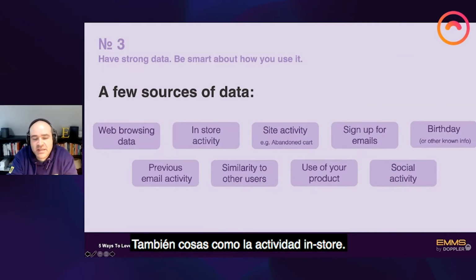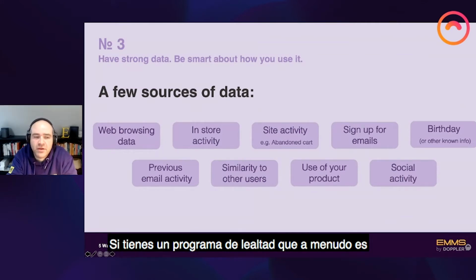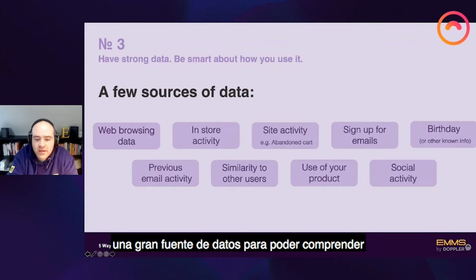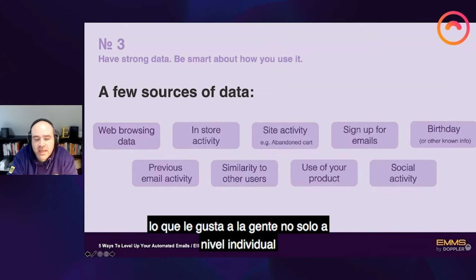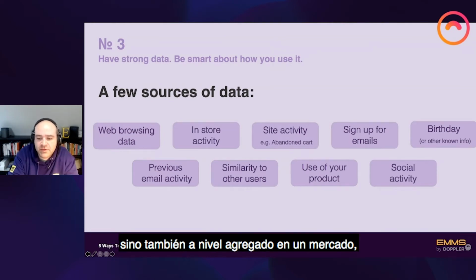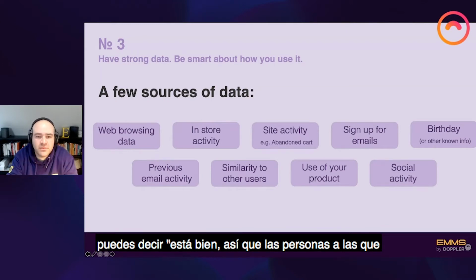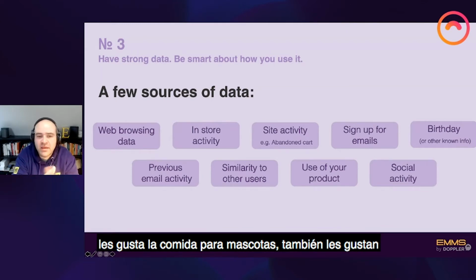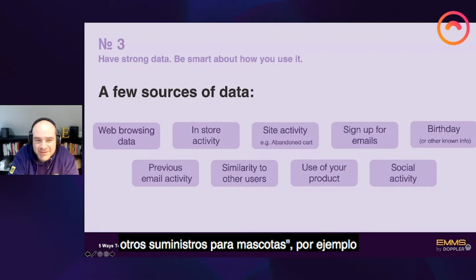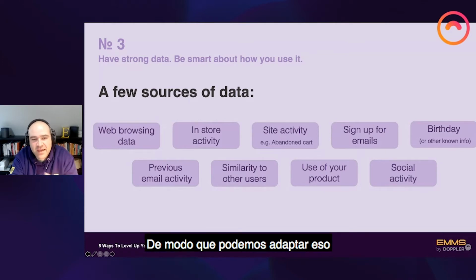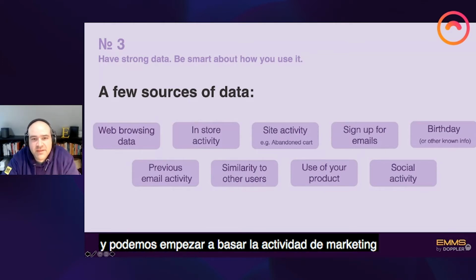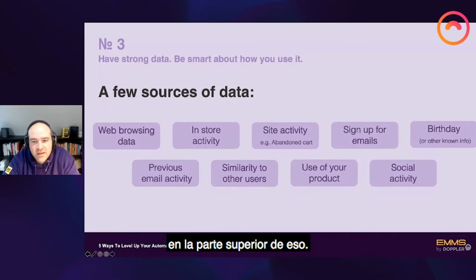Also things like in-store activity. If you have a loyalty program, that's often a great source of data to be able to understand what people like, not only on an individual level, but also on an aggregate level across a market. You can say, okay, cool, so people who like pet food also like other pet supplies, for example. So we can tailor that, and we can start basing marketing activity on top of that.